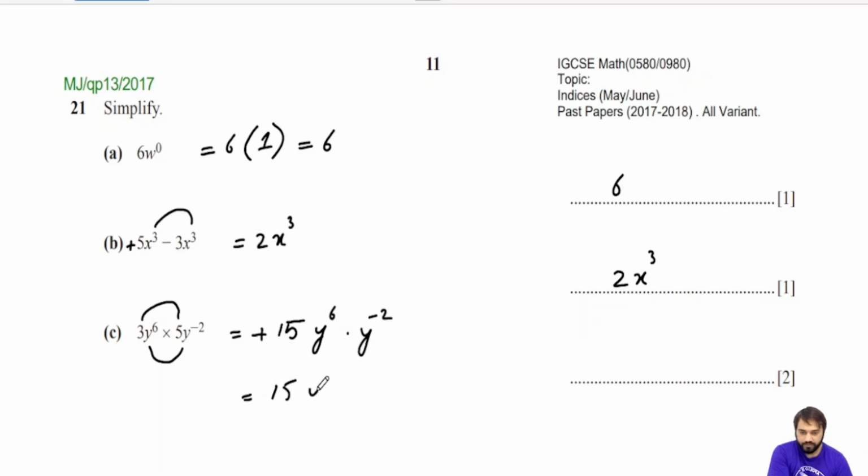I'm going to write 1 time y and add the powers, 6 minus 2, like this one. So we have 15 y raised to power 4. The answer is 15 y raised to power 4.